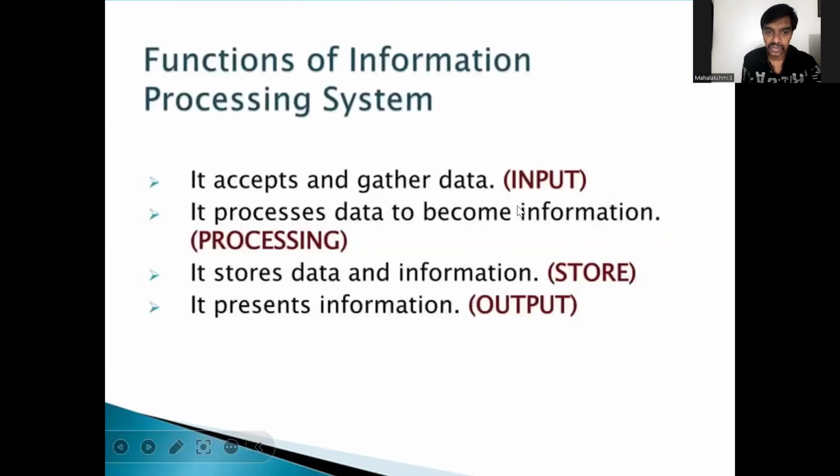Next is the function of the information processing system. Here it is classified in terms of input, processing, storage, and output. Input, as we discussed, is gathering and accepting data. Processing means it will process the data. Storage stores the data and information. Output presents the information.